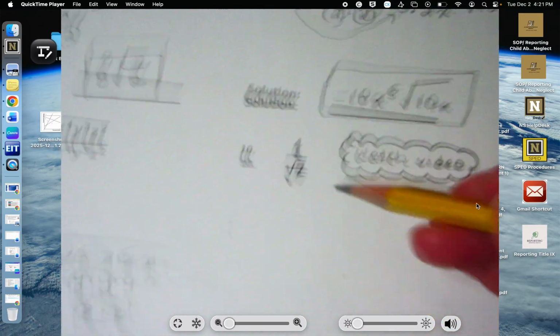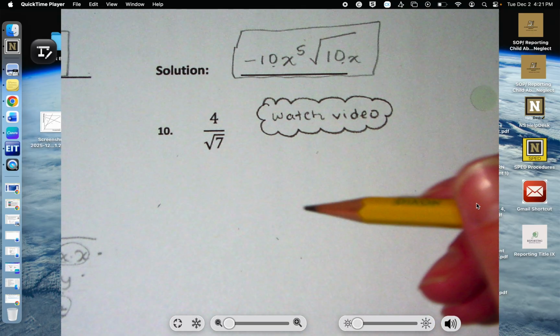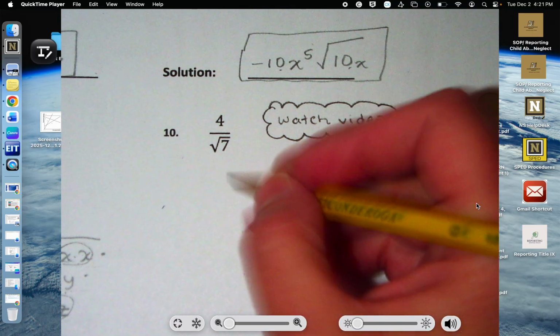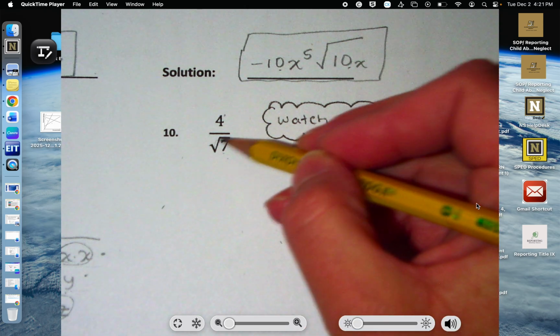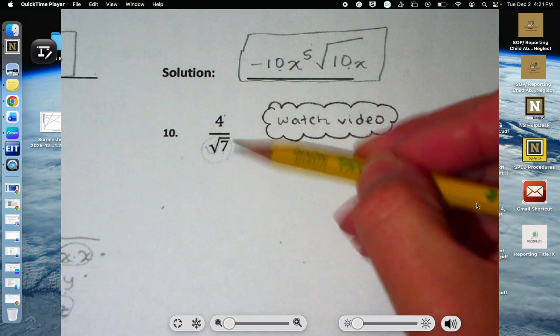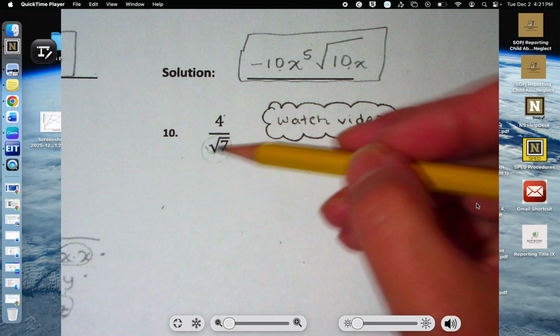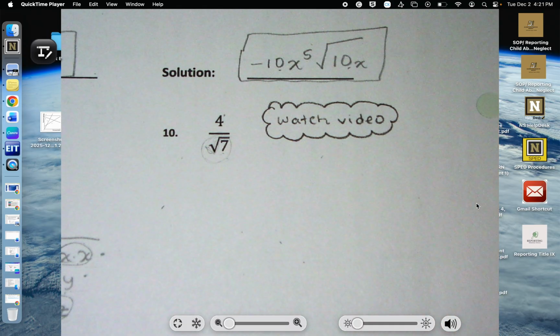Now this one, I'm pretty sure we went over in class, but just in case we didn't, somehow I missed it, I want to make sure that you know what to do here. When I am rationalizing the denominator, this is a rational, and this is a denominator. So it's a fancy way of saying we've got to get rid of this. You can't have an irrational number in your denominator.